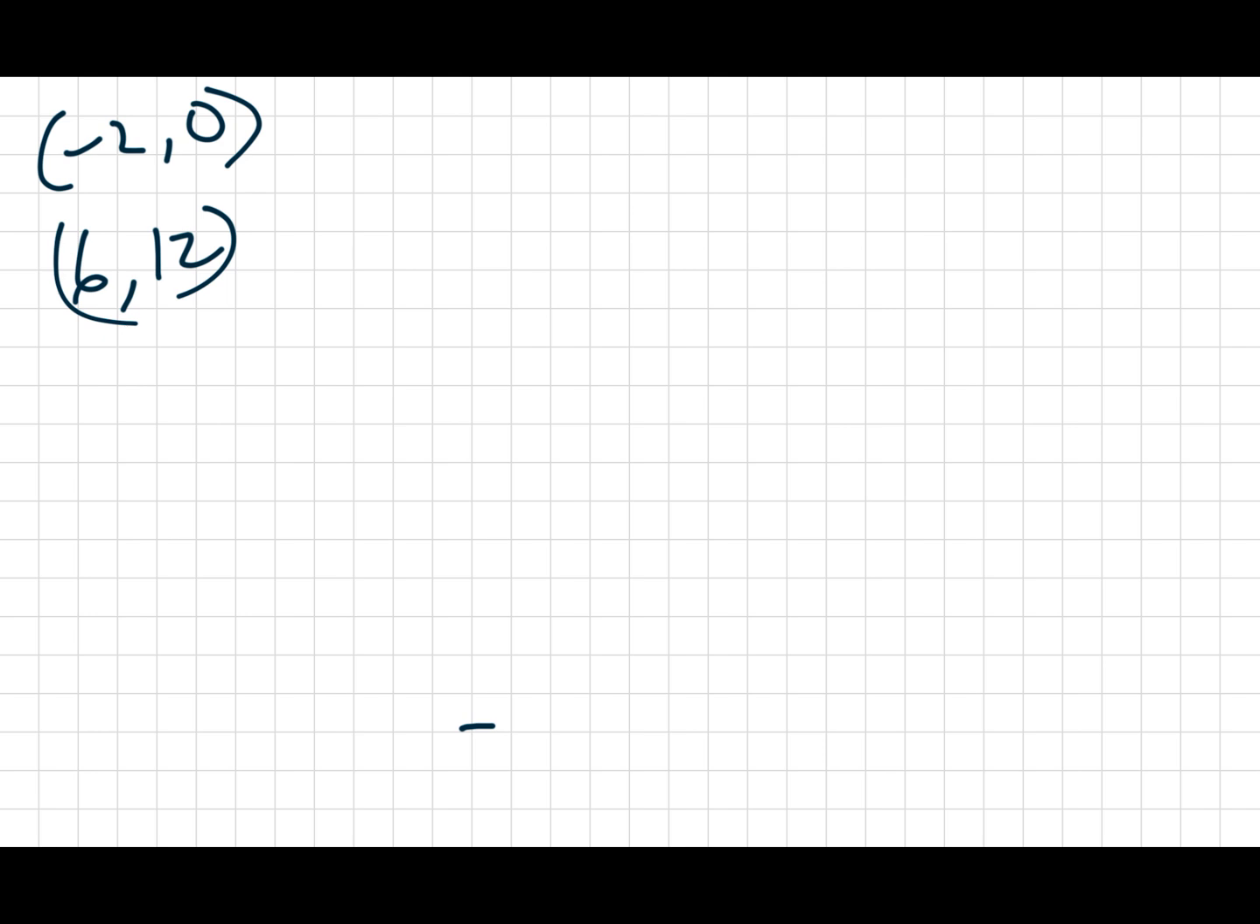Okay, negative 2, 0 is right there. And 6, 12. 1, 2, 3, 4, 5, 6, 7, 8, 9, 10, 11, 12. All right, so that's the 2 endpoints.